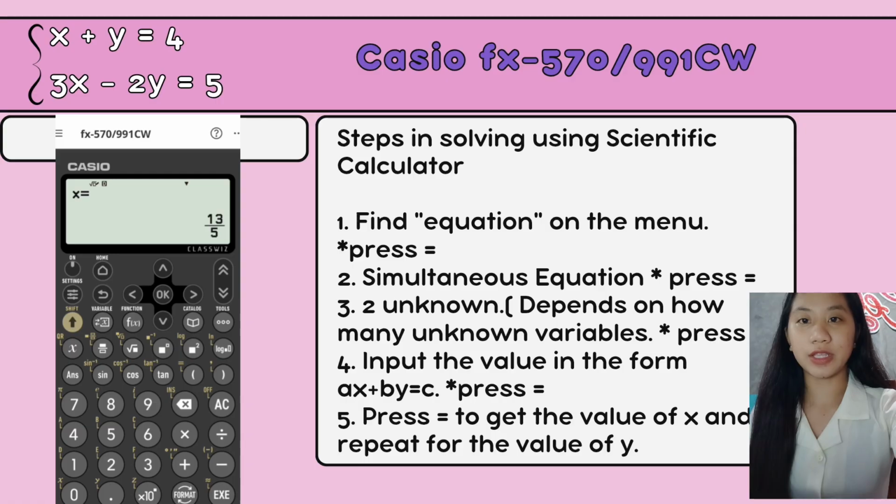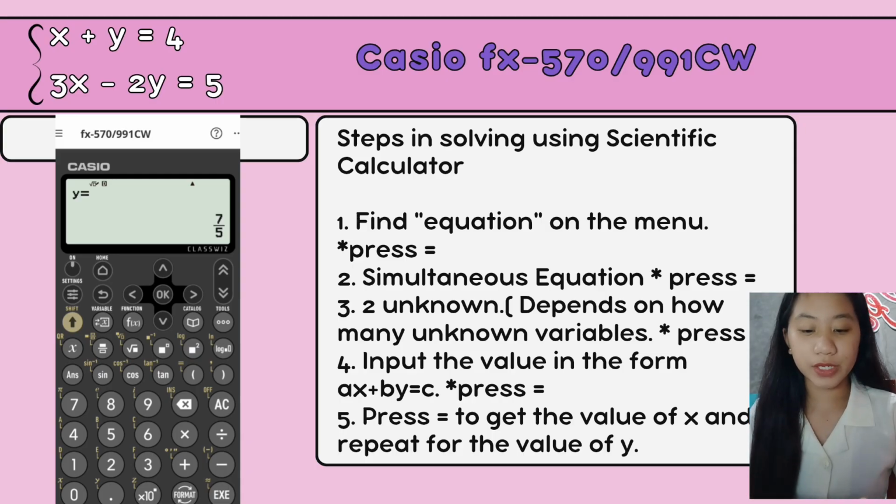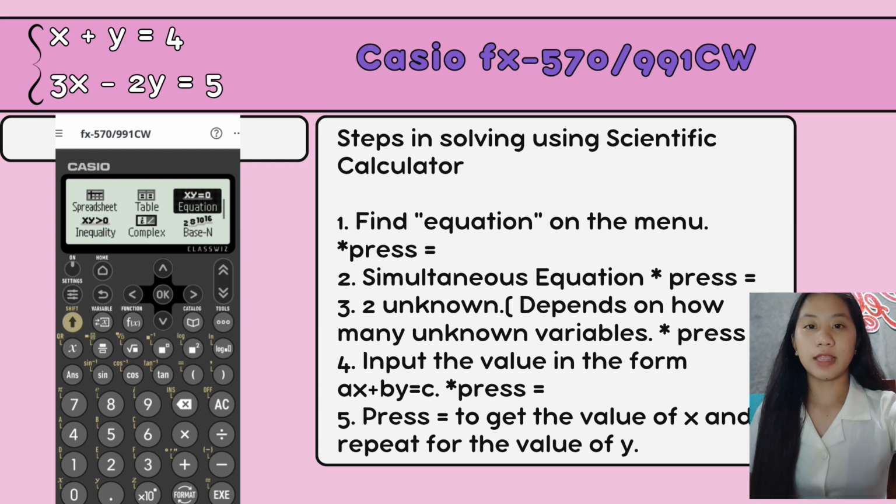Therefore, we have the value of x, which is 13 over 5, and the value of y, which is 7 over 5, same as the answer that we get on solving it manually. Now, again, press home. And then, let's move on to the next example.